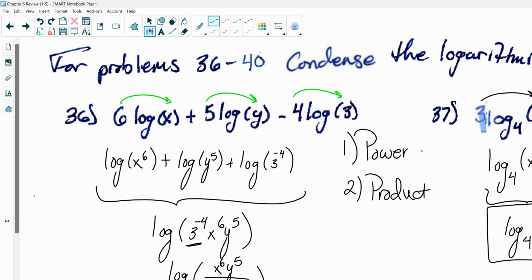Questions on 36 or 37? Questions on 38, 39, or 40? Mm-hmm.